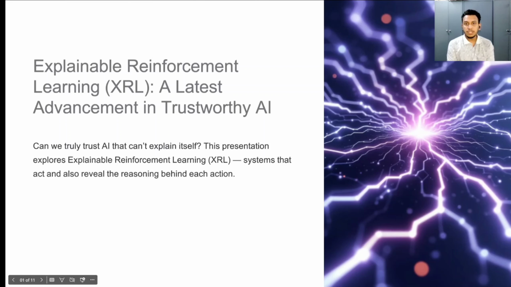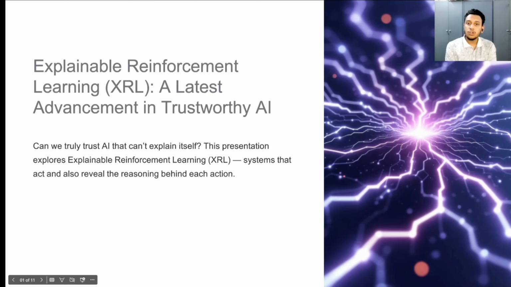Everyone. Let me start with a simple question. Have you ever wondered why AI makes certain decisions? Like when Google Maps suddenly changes your route, or when a loan application gets rejected, or when a game AI predicts your next move. Here, the problem is we see what AI does, but we don't know why.